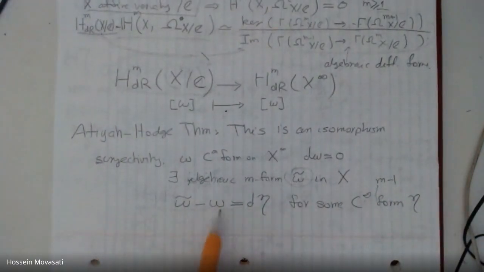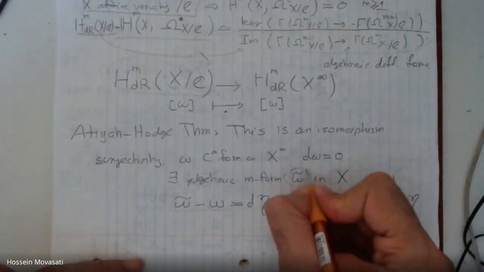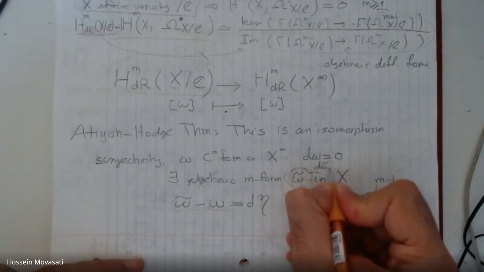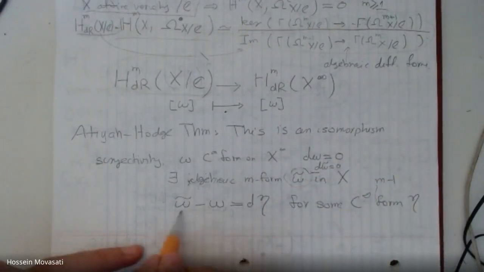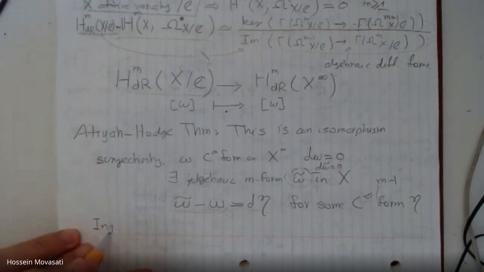So for any C-infinity closed m-form, there is an algebraic m-form which is also closed, d omega tilde equals 0, such that their difference is exact. And you see that at the end it is non-trivial. In the same way, what is, let's say, injectivity?